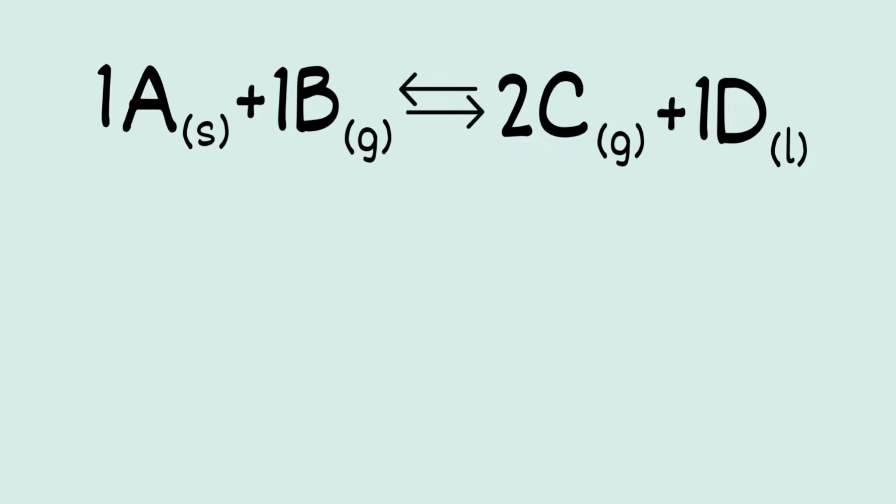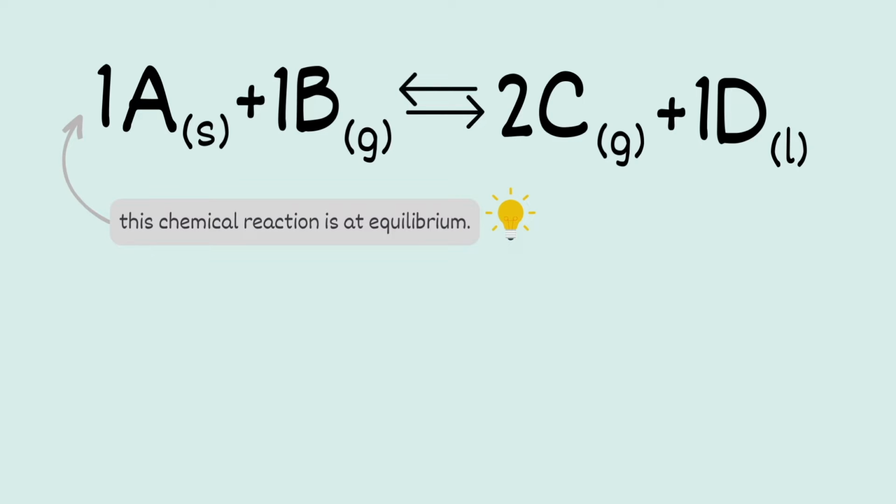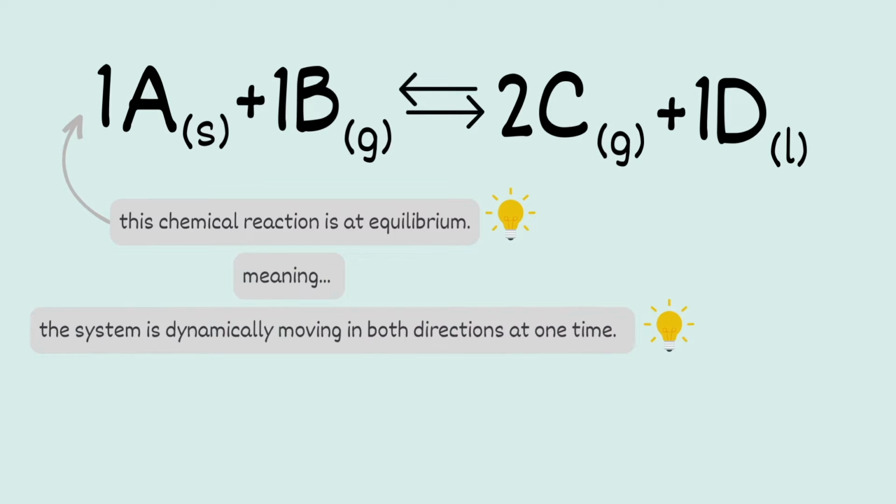It is always important to make note of what state the substances are in. Here we have A as a solid, B as a gas, a double arrow indicating the system is in equilibrium, C as a gas, and D as a liquid. This chemical equation is in equilibrium, meaning the system is dynamically moving in both directions at one time. So the forward reaction and reverse reaction are both moving in two directions at one time.